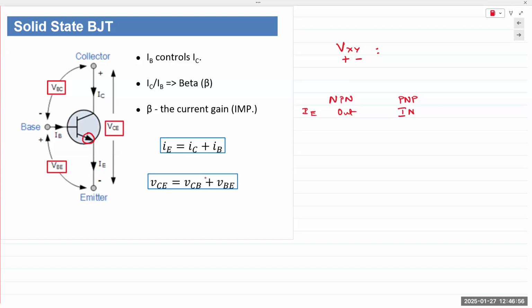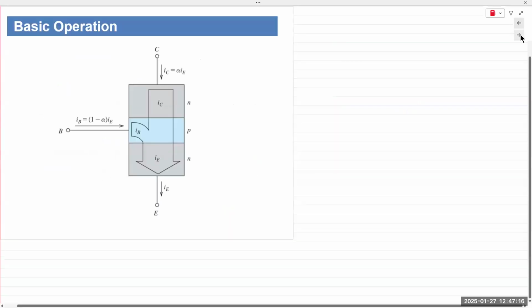And then at the same time, IC and IB are also the opposite. For an NPN transistor, IC and IB are coming in. For a PNP transistor, they are going out. I'll come back to these equations after the next slide. Let's go to the next slide first.